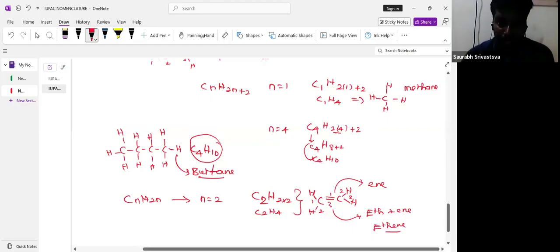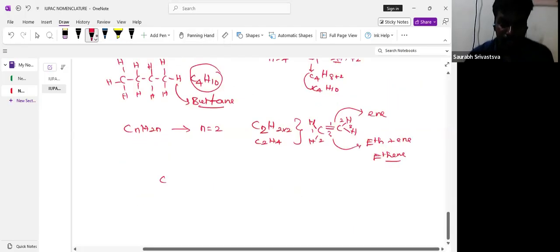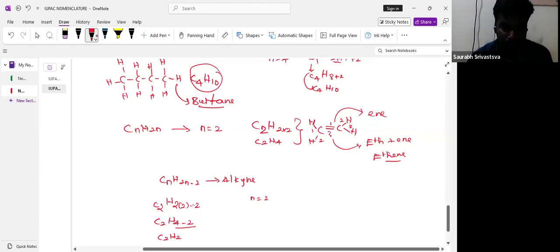Next, the formula we are going to write is CnH2n-2. This means alkyne. Correct? Now the n value you give as 2. Then C2H2 into 2 minus 2, how much? C2H4 minus 2. This 4 minus 2, how much? 2. Then you will get C2H2. This is the formula.